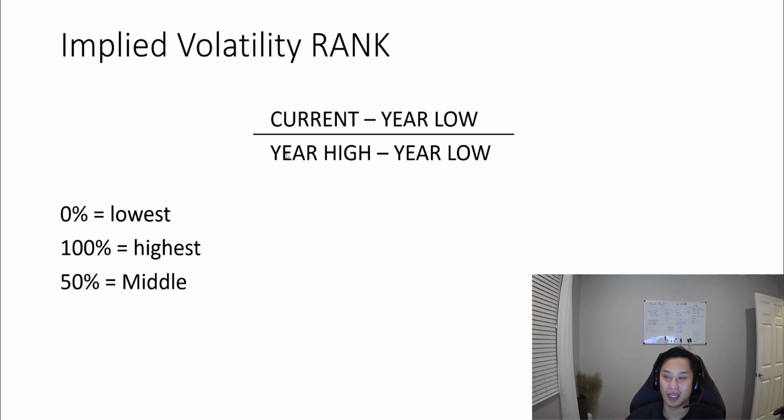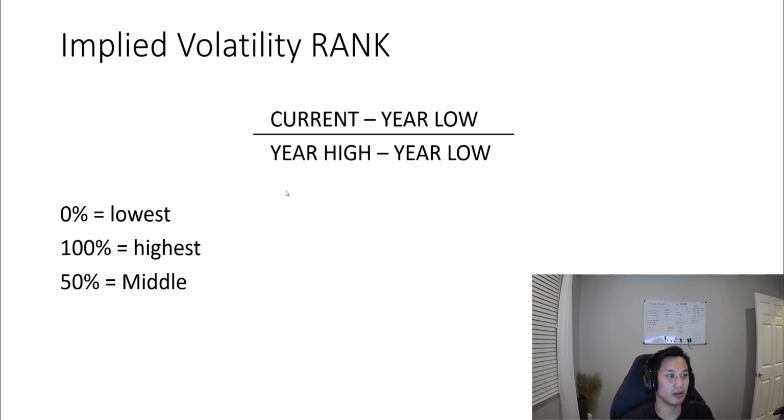So if it's 0%, that means it's the lowest it's ever been. If it's at 100%, it's the highest it's ever been. If it's at 50%, it's in the middle of what it's ever been. Okay, so that's IV rank. That's helpful to know how you're doing in comparison to how the IV has been over the past year. This kind of takes your high and low, so it doesn't really take your frequency.